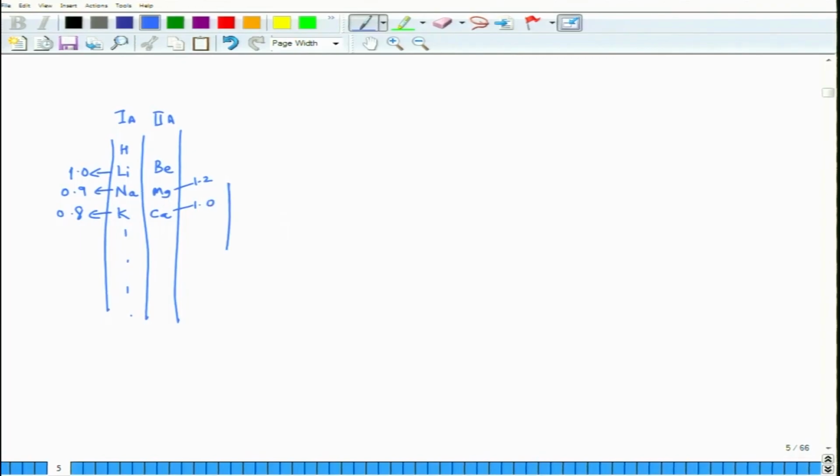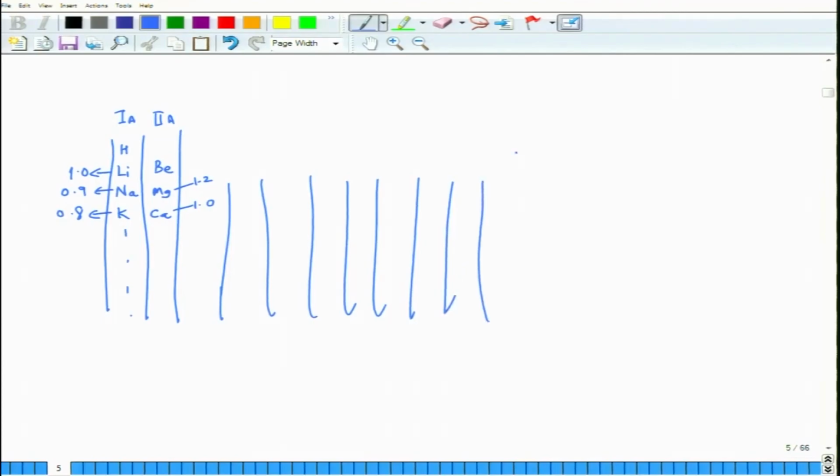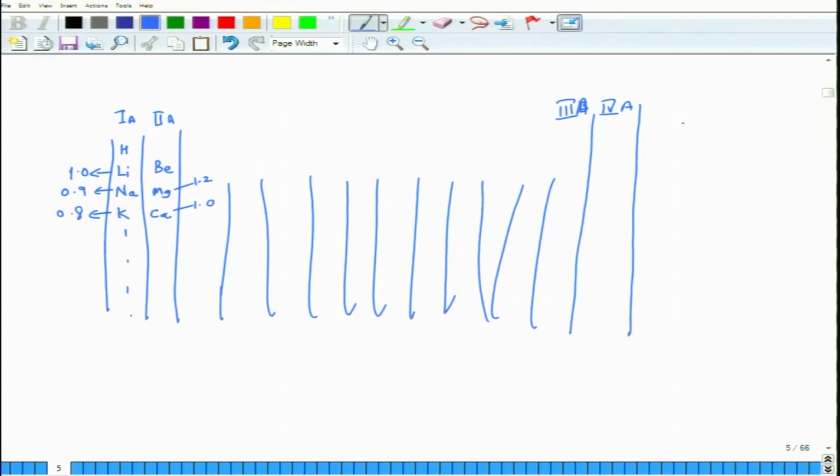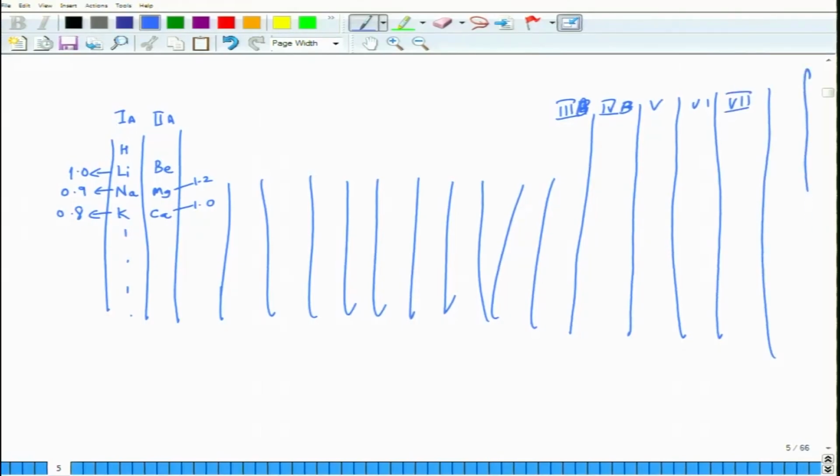Then of course you go to group 3, these transition elements in between, and then we have 10 of them, and then we go to group 3B, and then we have 3A, I think this is 4A, and then we have 5, then we have 6, and then we have 7, and of course then we have inert gases.